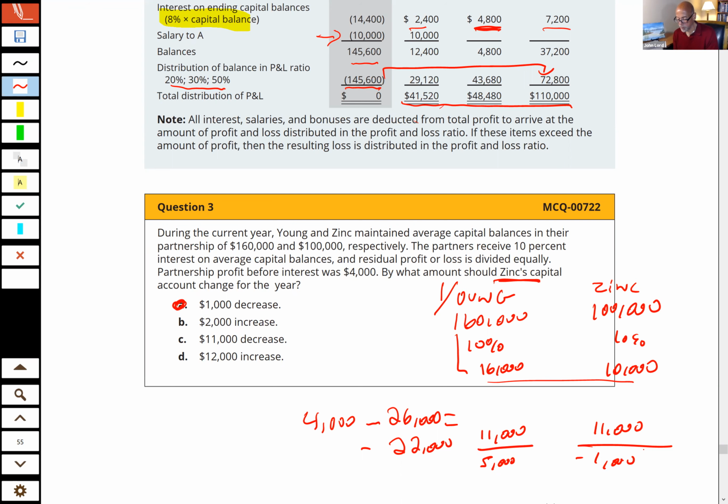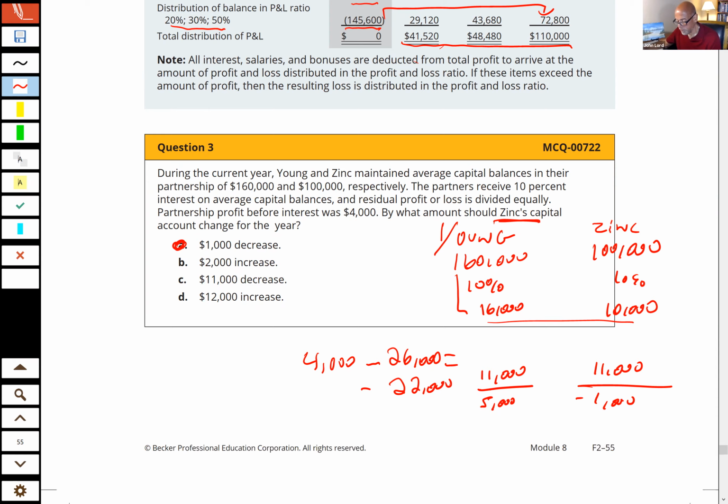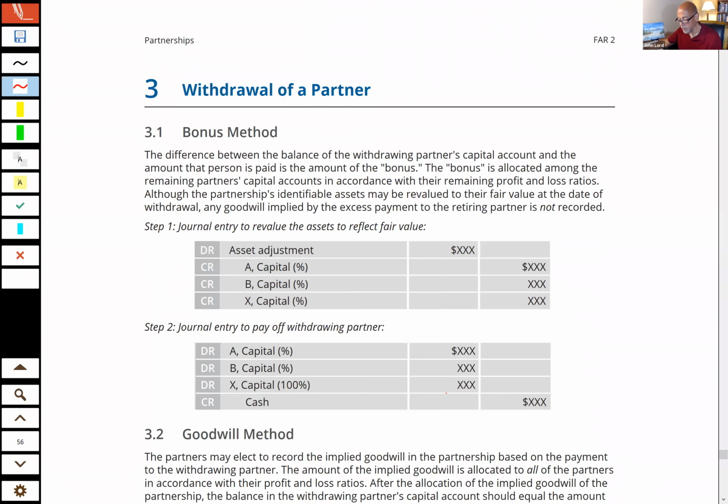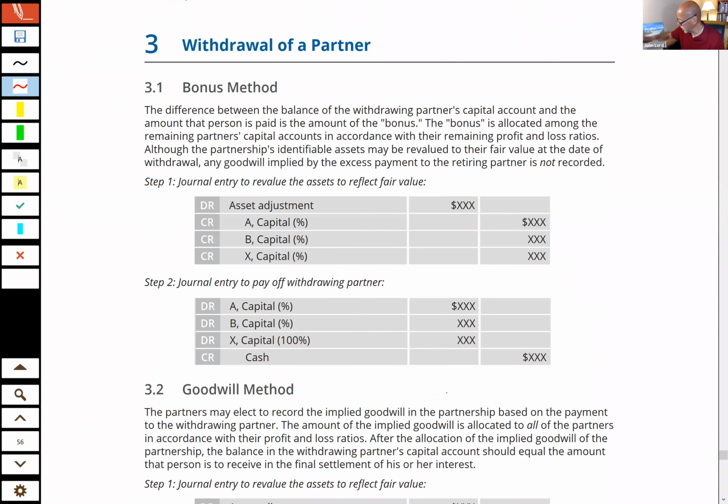Okay, so again, get used to looking at questions like that, and practice following the directions. I think you'll be in pretty good shape with that. Okay.